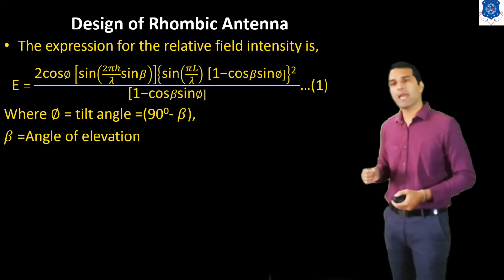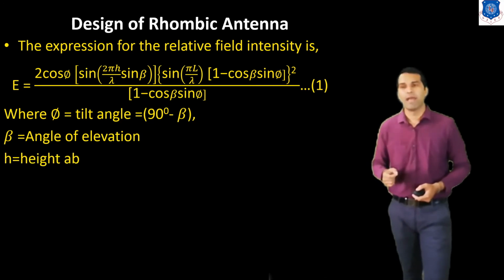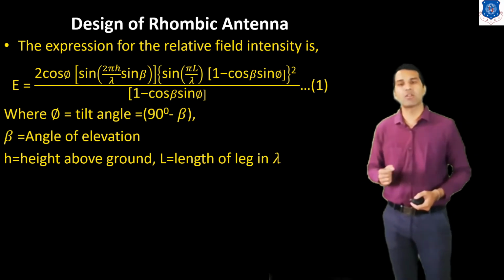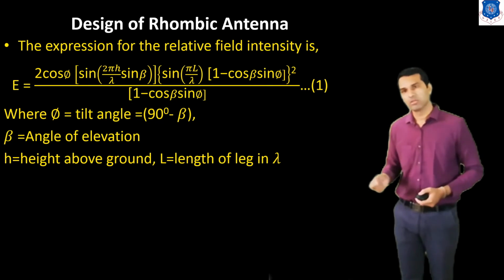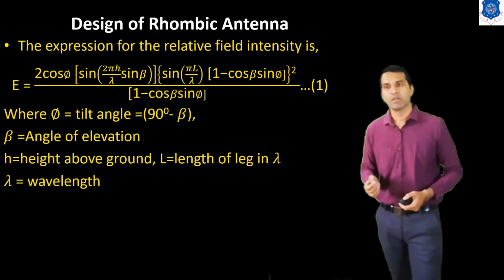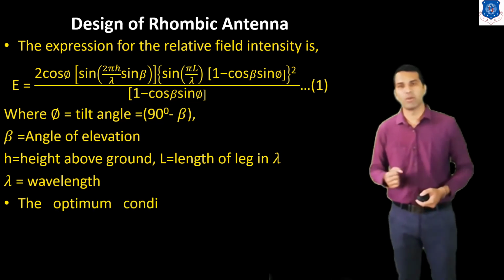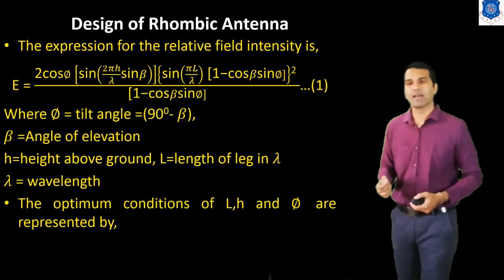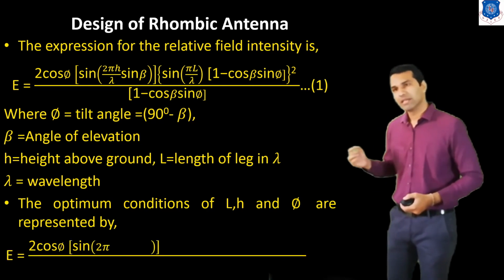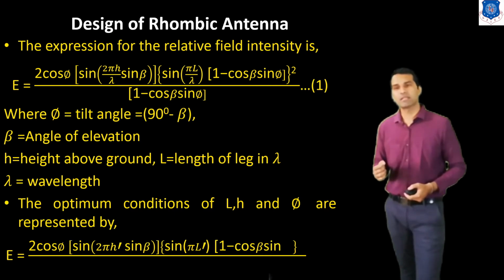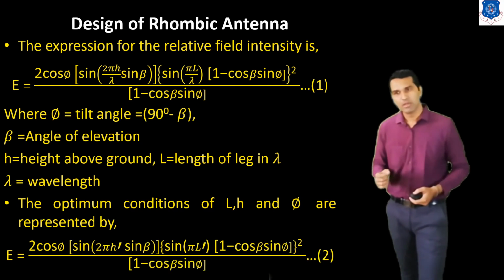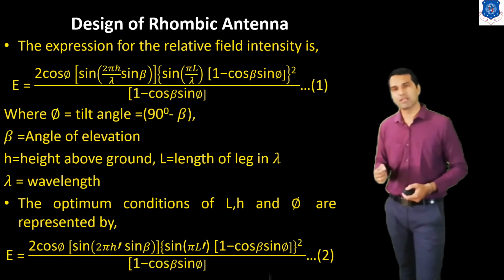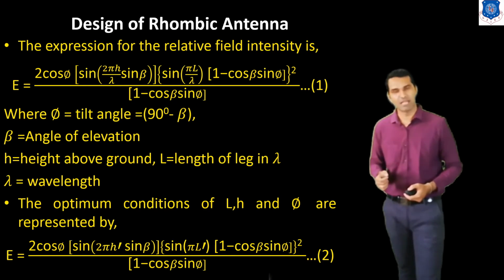Where beta indicates the angle of elevation, h indicates the height above ground plane, and L indicates the length of the leg in terms of lambda. So we define the length in lambda, and we know that lambda is the wavelength. The optimum condition of L, h and phi are represented by E equals 2 cos phi sine 2 pi h dash sine beta sine pi L dash (1 minus cos beta sine phi) square upon 1 minus cos beta sine alpha.